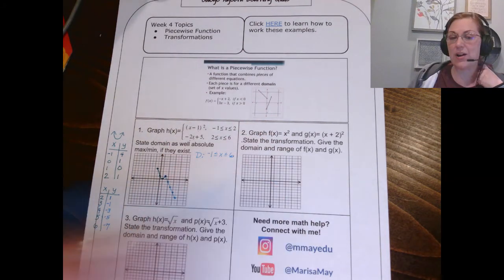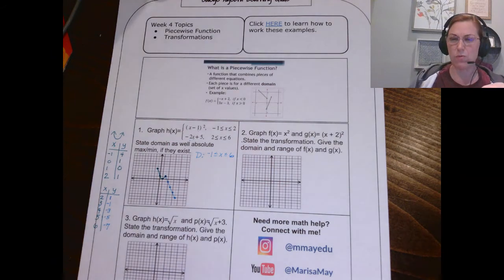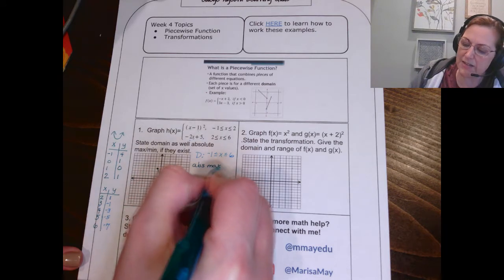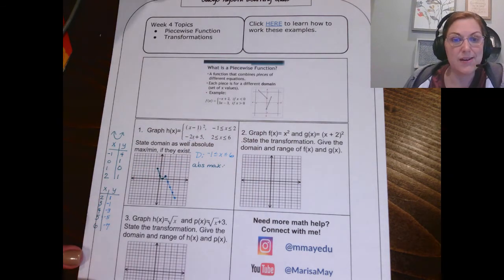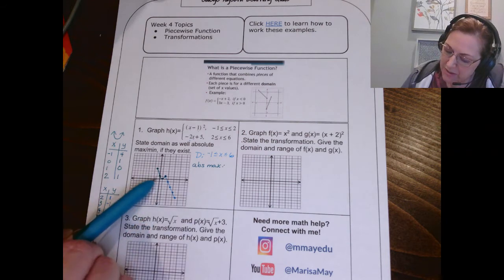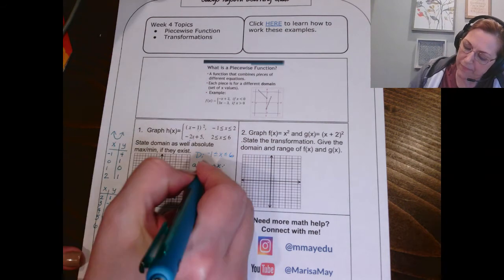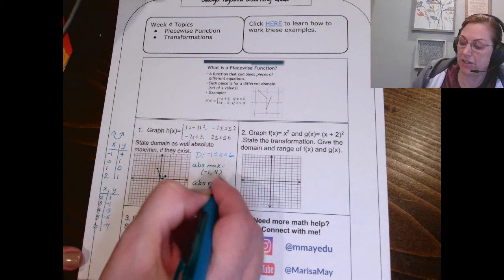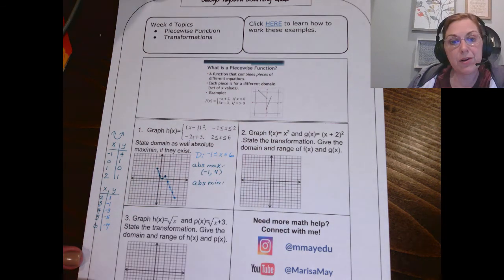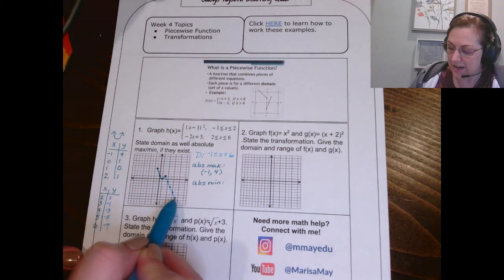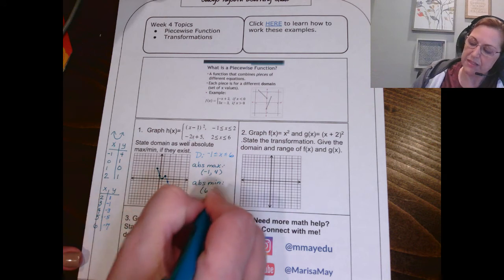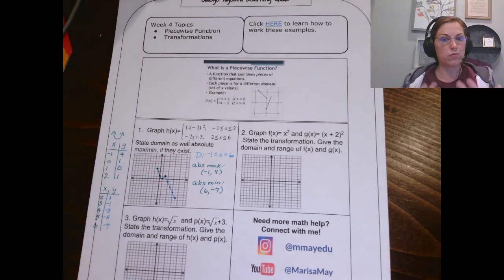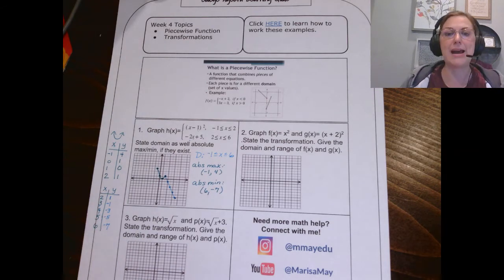And then it said to state your absolute max and mins. Okay, well, where is my absolute max? Well, my absolute max is your highest point no matter what. So your highest point on this graph looks to be at -1, 4. And then your absolute min is the lowest value on the graph no matter what. And that happens to be here at 6, -7. See, once you get your graph done, then you can just read that information from the graph. You read the domain. You can read the absolute min and max.